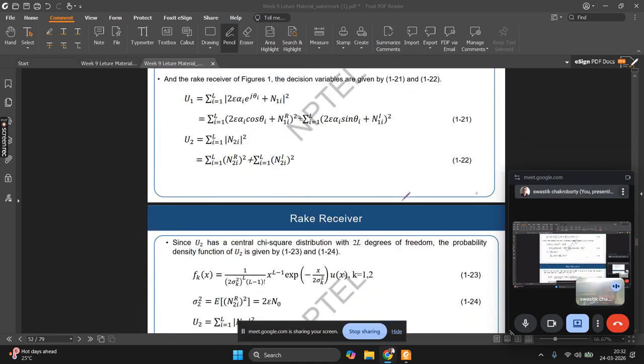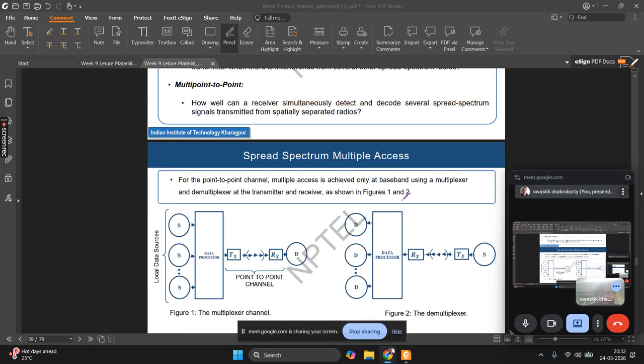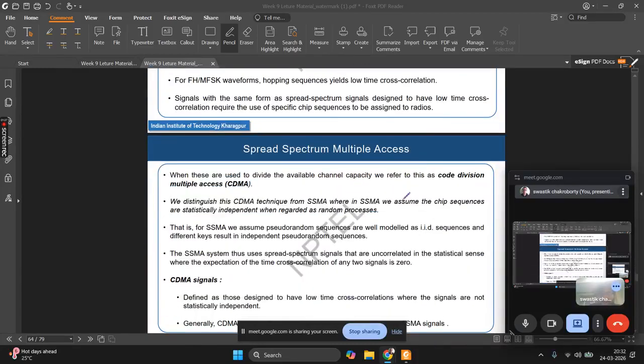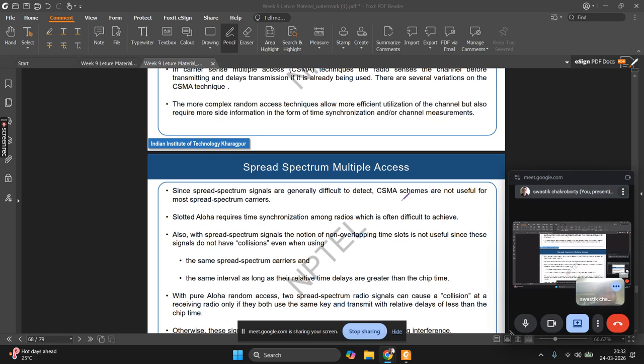Further details of the rake receiver can be found in the NPTEL course. Right now we will not go much into the rake receiver, and instead we will start CDMA from the next class. So today's class will be till this only. Thank you.